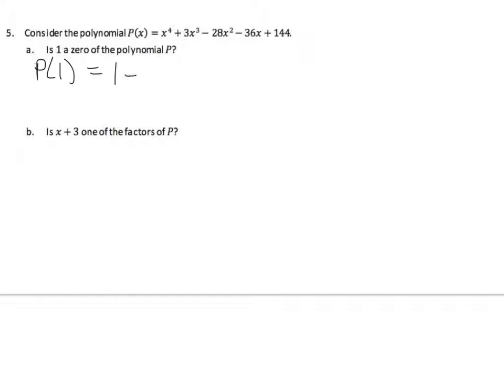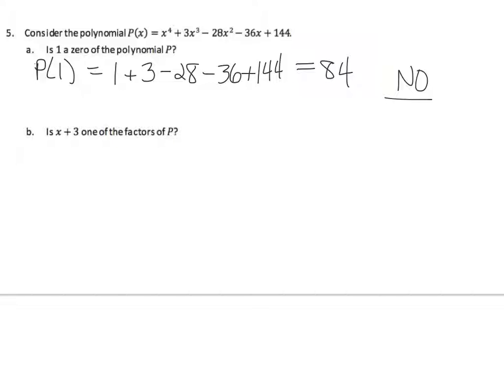Let me get 1 plus 3 minus 28 minus 36 plus 144. Give me a second. 3 minus 28 minus 36 plus 144. So no, 1 is not a 0 of the polynomial.